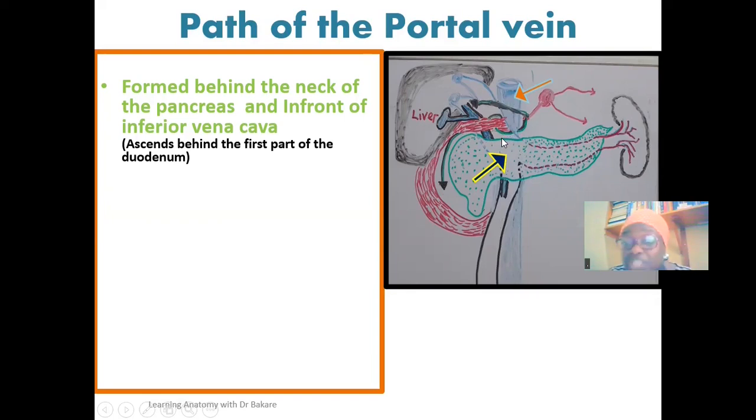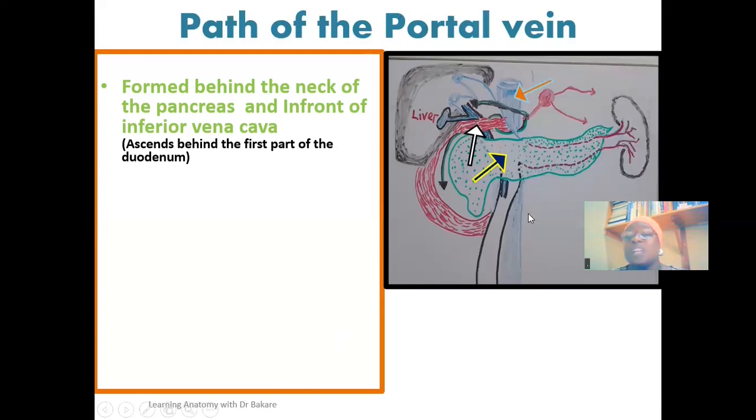After its formation, you see that the portal vein ascends up, and as it ascends, it is located behind the first part of the duodenum. This is the duodenum here, highlighted in red. We know that the duodenum is formed as a continuation of the stomach. So that means the stomach will be somewhere around this region. After the stomach, we have the duodenum.